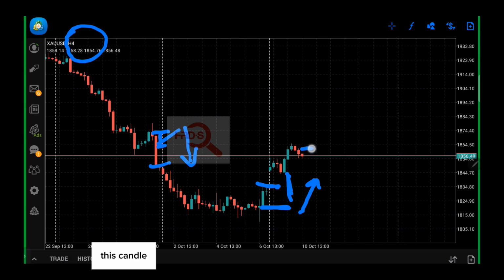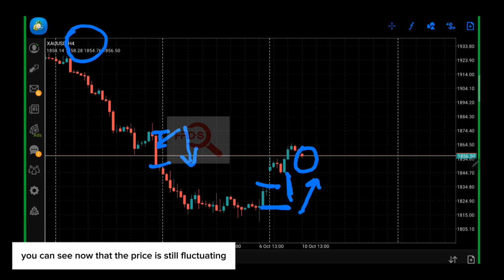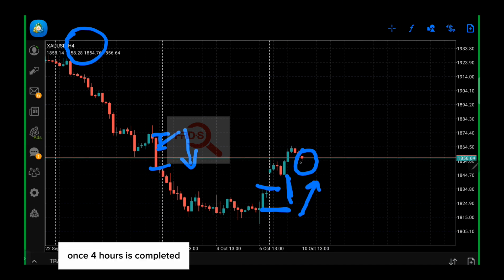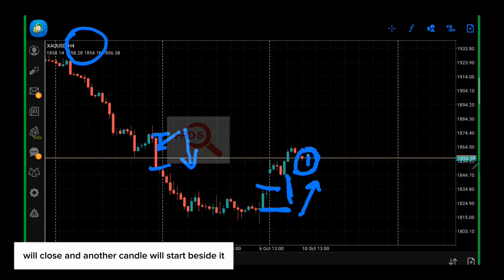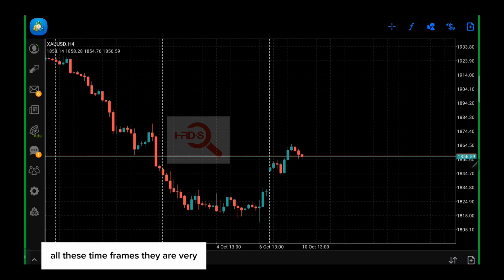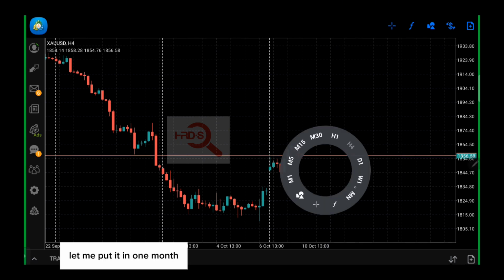Now, you can see that the price is still fluctuating. Once 4 hours is completed, this candle will close and another candle will start beside it. All these time frames are very, very important. In fact, you do your analysis professionally in these different time frames. All right? Let me put it in 1 month.